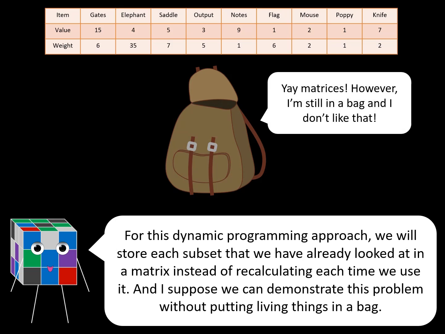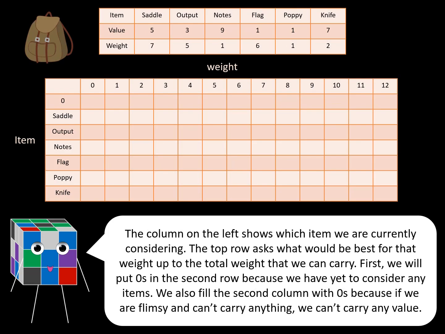Yay, matrices! However, I'm still in a bag, and I don't like that. And I suppose we can demonstrate this problem without putting living things in a bag. The column on the left shows which items we are currently considering. The top row asks what would be best for that weight up to the total weight that we will carry. First, we will put zeros in the second row because we have yet to consider any items. We will also fill the second column with zeros because if we are flimsy and can't carry anything, we can't carry any value.